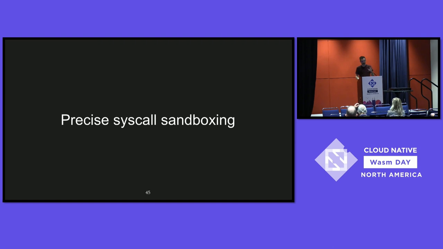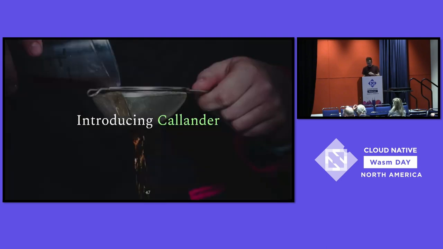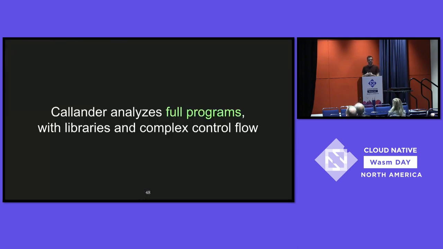It does take a ton of effort to build precise syscall profiles, even when you control all the software. Everything uses libraries, and it's really hard to know what everything under the stack of your software is doing. But we can write software to generate and apply the profiles instead, using a branch of computer science known as program analysis. With program analysis, you can yield precise sandbox profiles that tightly limit what your WebAssembly runtime can perform. And I built software to do exactly this. It's not specific to WebAssembly. It's called Callander. But I'm going to take it here and apply it to a WebAssembly runtime. It does static analysis on the scale of whole programs, libraries, complex control flow, loop-de-loops, switch statements, everything.